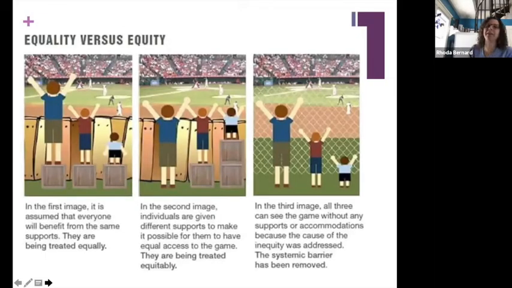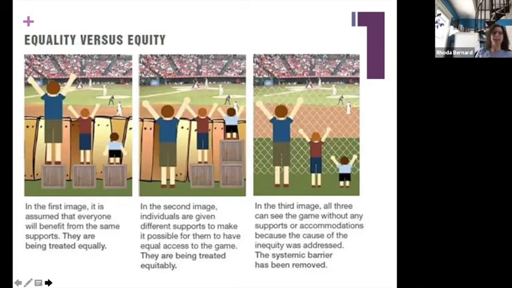So I have a couple of graphics to show you about that. This is the graphic that Vicki showed this morning. There are 3 images here. The objective is the same across all 3 images, and that is that we want to watch the baseball game. And if any of you know that right now the Red Sox are in first place in the American League East, so I really want to watch the baseball game because I'm a big Red Sox fan.